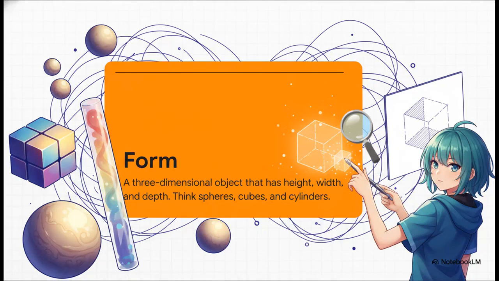Which, of course, brings us to form. Form is basically the 3D version of a shape. Now, in sculpture, that form is real. You can walk around it. But in a painting, it's an illusion, built entirely out of value. It's what makes a drawing of a box look like a cube you could almost reach out and grab.